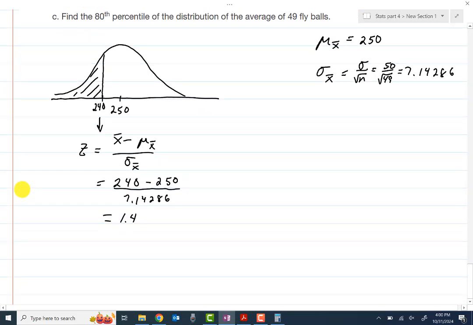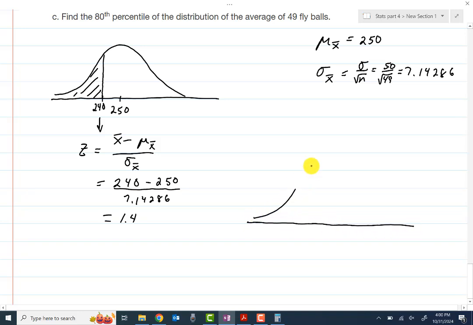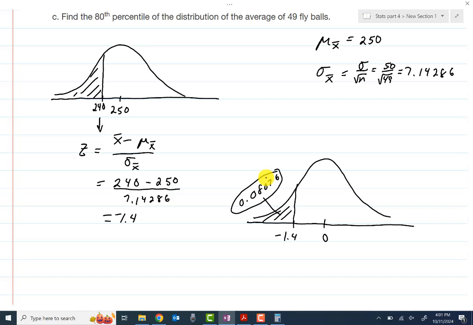Very nice. Now I can go to my standard normal table and look up 1.4 in it. Gotta be careful. Let me put it over here too. I missed it in two places. In terms of percentage, that's just a hair over 8%.